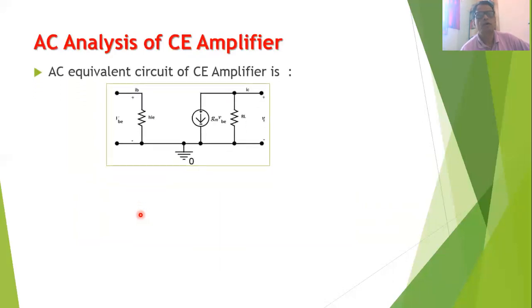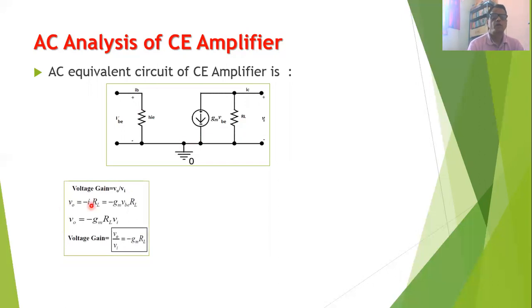Now let us go for analyzing the common emitter amplifier. In order to analyze the common emitter amplifier, what we need to do is obtain, first of all, the h-parameter equivalent circuit for the CE amplifier. Here you will find that the transistor is replaced by the input impedance hie, the current source gm into vb, and the load resistance RL connected across the output terminals, across which we obtain the output voltage. Output current is IC, input current is IB, input voltage is VB, and output voltage is VCE, and the emitter is grounded.